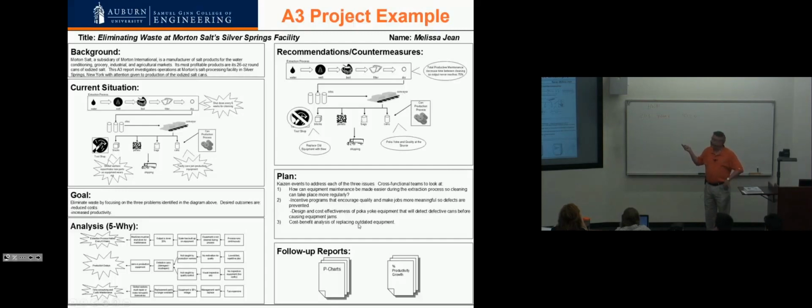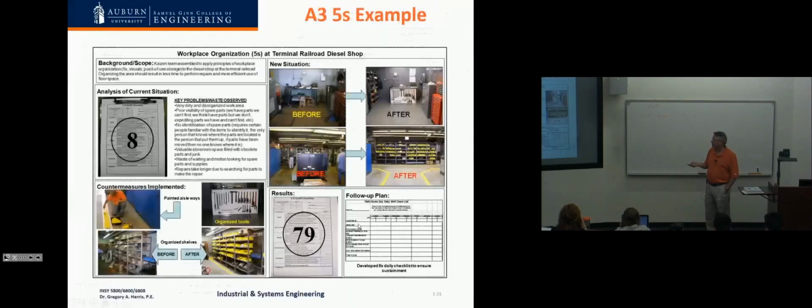Now this is an example of one that didn't use all 7 of the areas, right? This one's on a 5S. You can see we used a lot of pictures on it, so you can use pictures to explain what you're talking about. It's easy to show. Here we scored an 8. Here we scored a 79. Did we make improvement? Yeah.